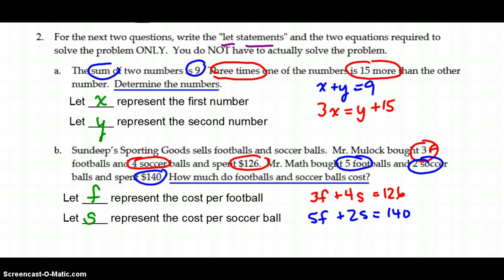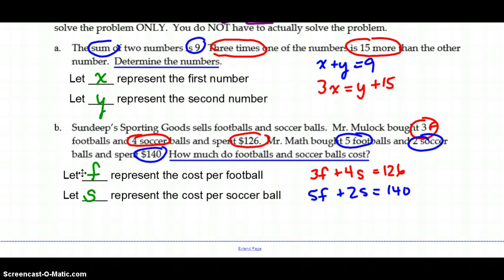And for 2b, sporting goods, so he bought 3 footballs, 4 soccer balls, spent X amount of money. Mr. Math, similar situation. How much do footballs and soccer balls cost? So what I'm looking for is the cost of a football, the cost of a soccer ball. So notice my let statements, very specific. Let F represent the cost, okay, not just saying let F represent footballs. So to write up my equation, 3 times the cost per football plus 4 times the cost per soccer ball, and this is our total cost right here.